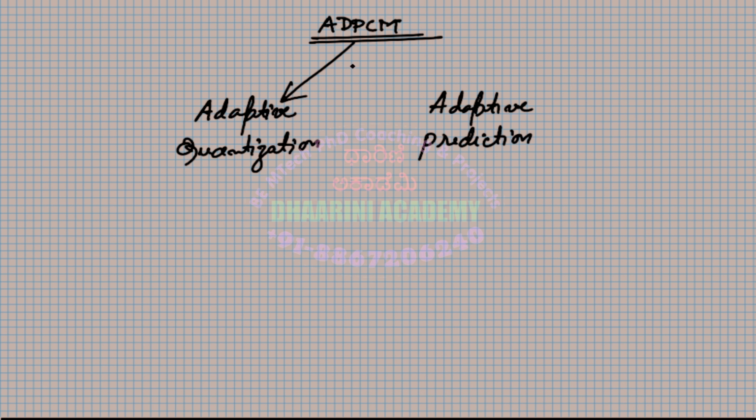So the concept is, ADPCM will have two steps: perform adaptive quantization and adaptive prediction. Now, even in the quantization and the prediction, we have two more subdivisions, totally four divisions. So the first part of the adaptive quantization is a forward estimation.